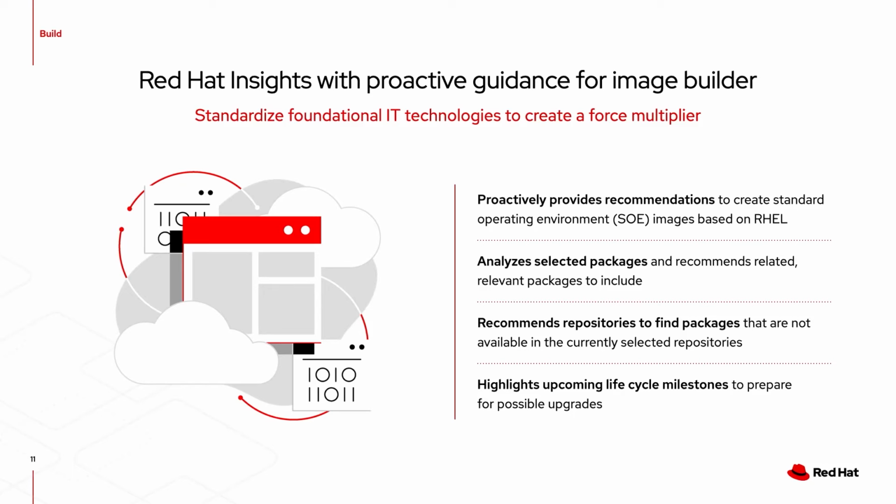With RHEL 9.4, we've actually introduced a set of features and functionality called Proactive Guidance for Image Builder. This is basically a series of tooltips, drop-down menus, and graphs built into Red Hat Insights' Image Builder that is making it easier for you to make informed decisions on your workloads.